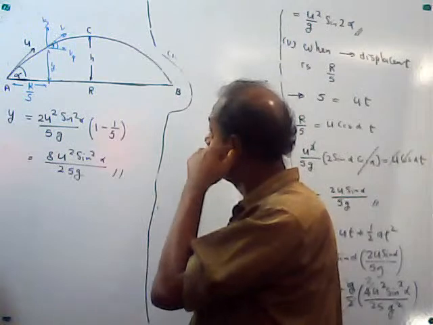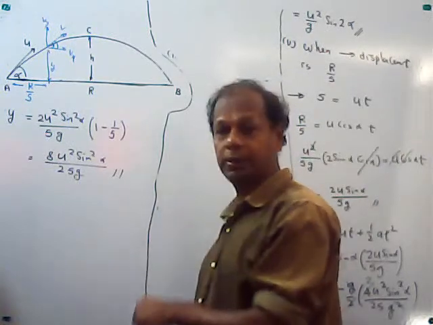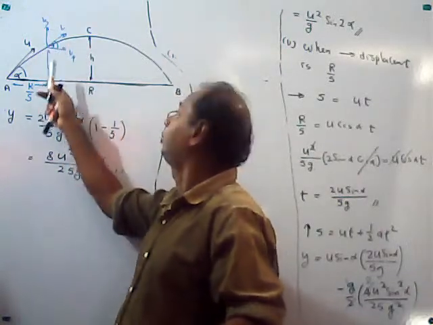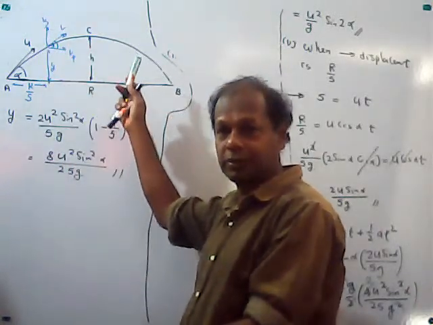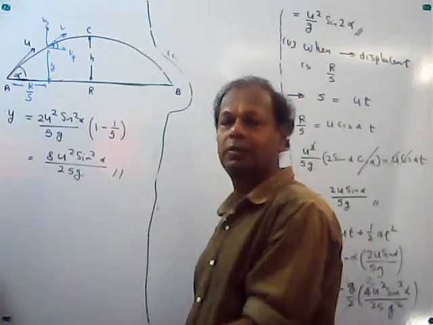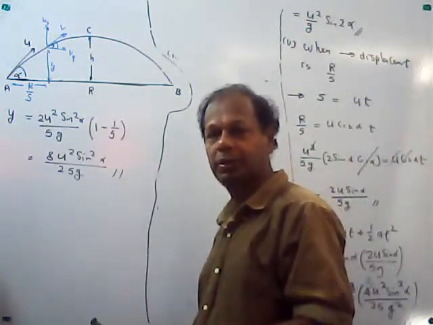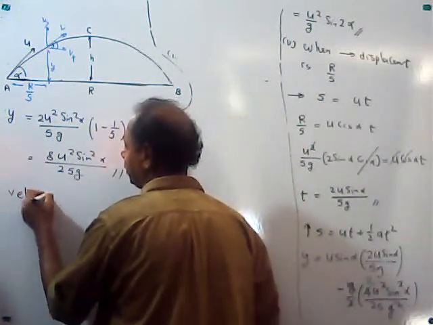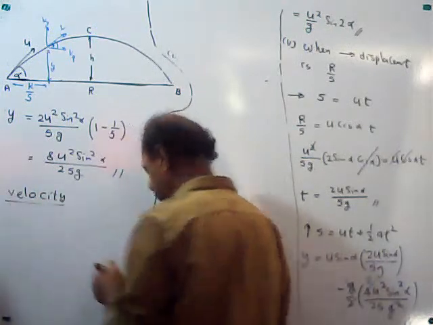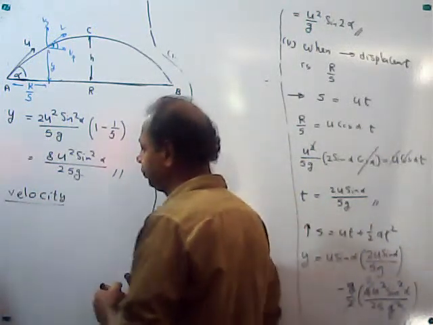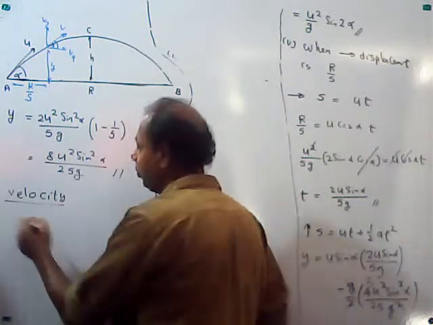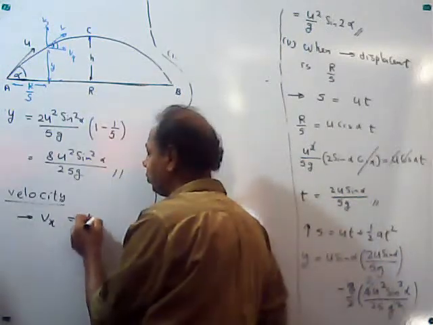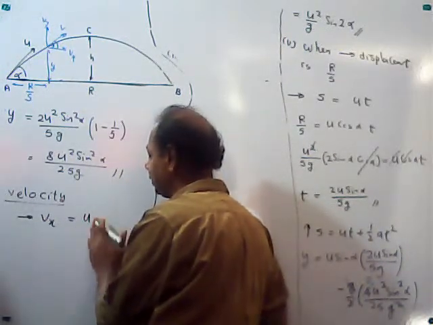Okay, next you have to find the velocity. To find the velocity of the particle, we need these two components, Vx and Vy. Vx is always maintained, the horizontal component of velocity. The horizontal component remains the initial one, it is u cos alpha, because there is no acceleration in that direction.